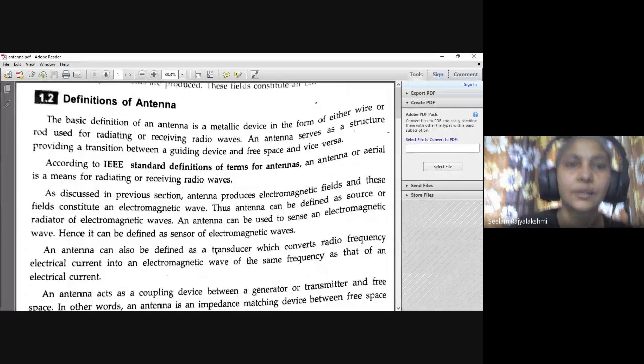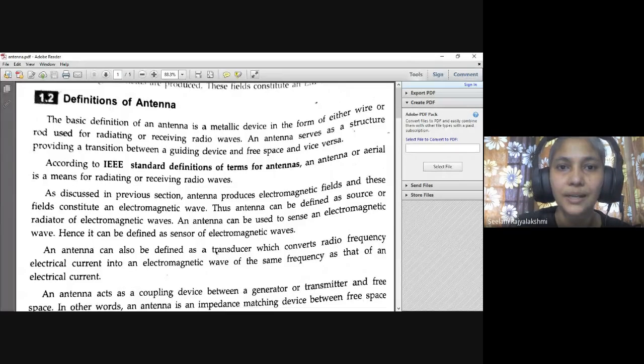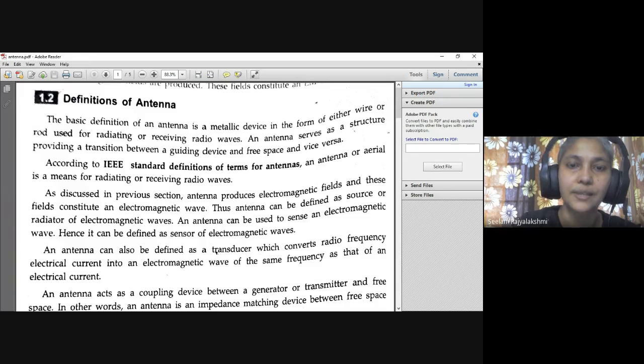Now, let us see the definitions of antennas. The basic definition of an antenna is a metallic device in the form of either wire or rod, which is used for radiating or receiving radio waves. An antenna serves as a structure providing a transition between a guiding device and free space, or free space and the guiding device. According to the IEEE standard definitions of terms for antennas, an antenna or aerial is a means for radiating or receiving radio waves. So antenna means radiating or receiving radio waves.